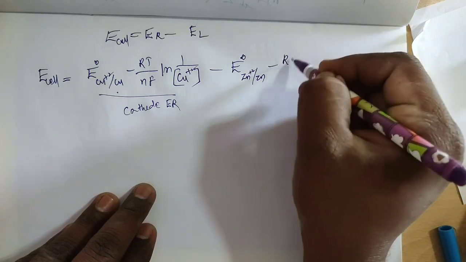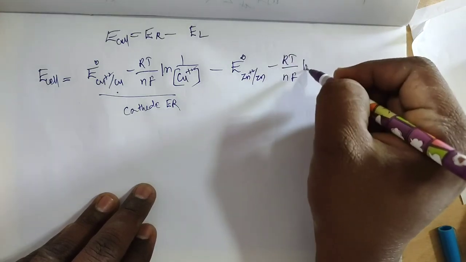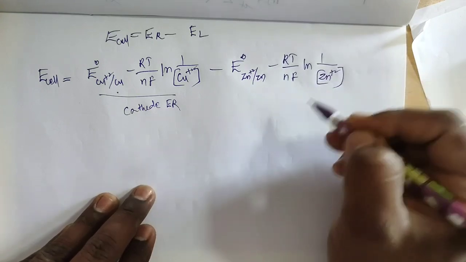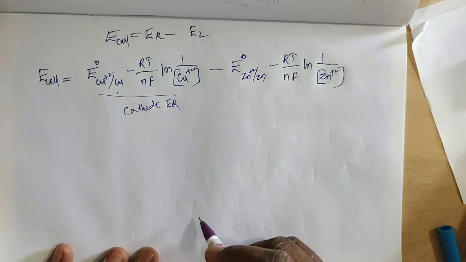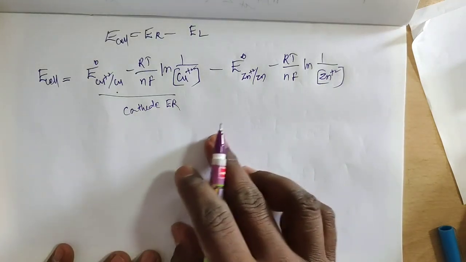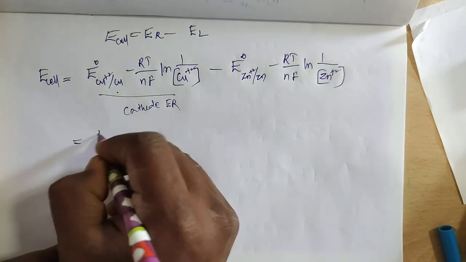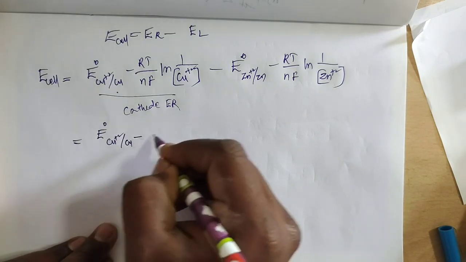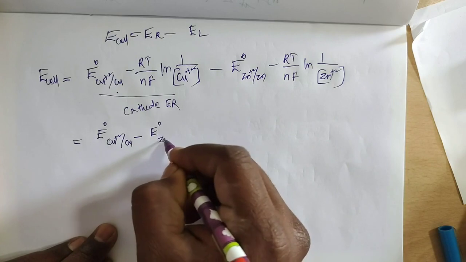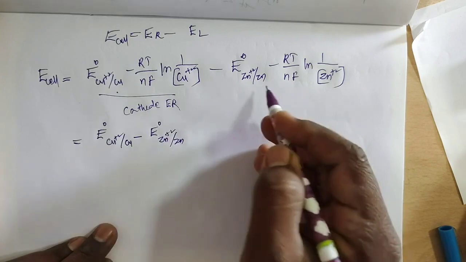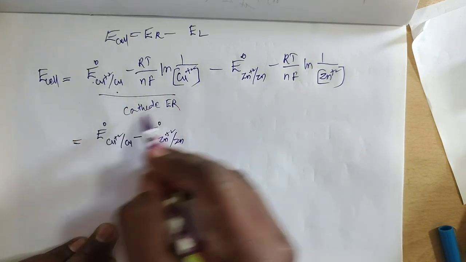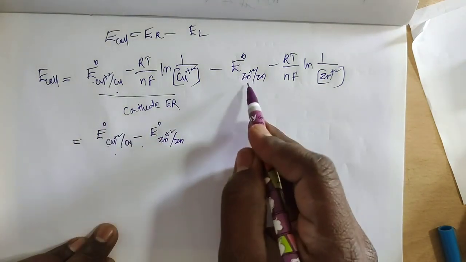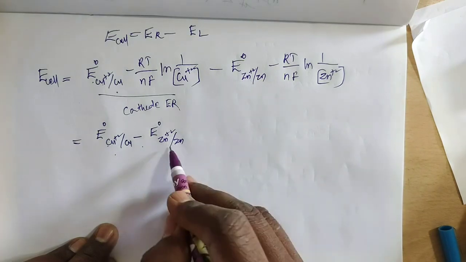minus RT/nF, same ln 1/ which one? Zn+2 ion, in aqueous condition. So we rearrange this. Take the E0 cell: E0 Cu+2/Cu minus E0 Zn+2/Zn. So you take this conversion to this plus value, this minus value. So E0 Cu+2/Cu minus E0 Zn+2/Zn.